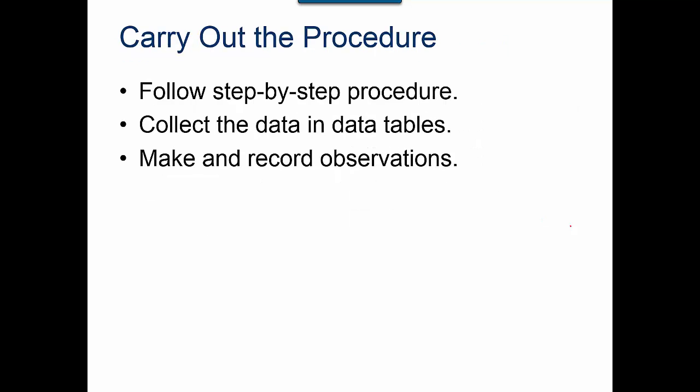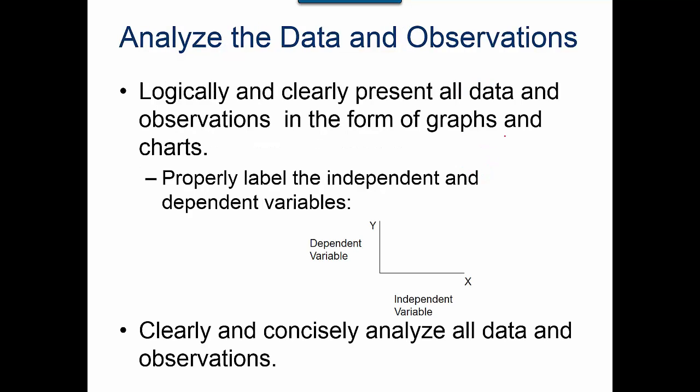Step number 4 is to actually carry out your experiment. So you're going to follow your own procedure steps. You're going to collect the data into the data tables that you create. You're also going to record any observations. So maybe you have some visual observations that you're recording. So all of that's going to get carried out.